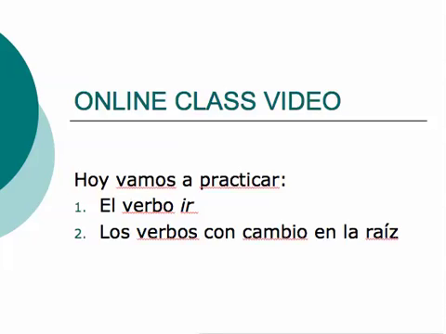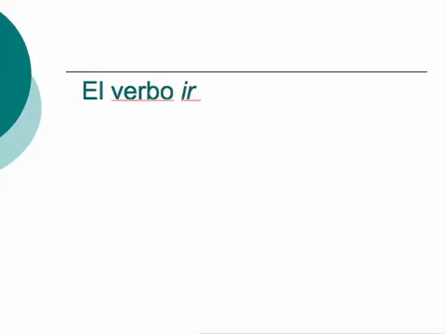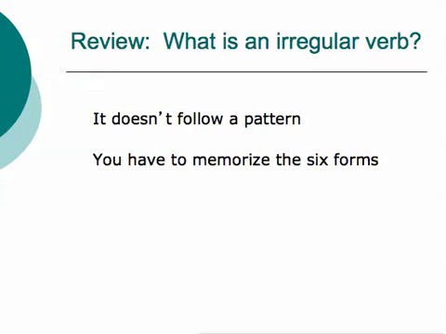Hoy vamos a practicar el verbo ir y los verbos con cambio en la raíz. So first let's start with el verbo ir. This verb means to go in English, and it's an irregular verb. So quickly let's review. What is an irregular verb?